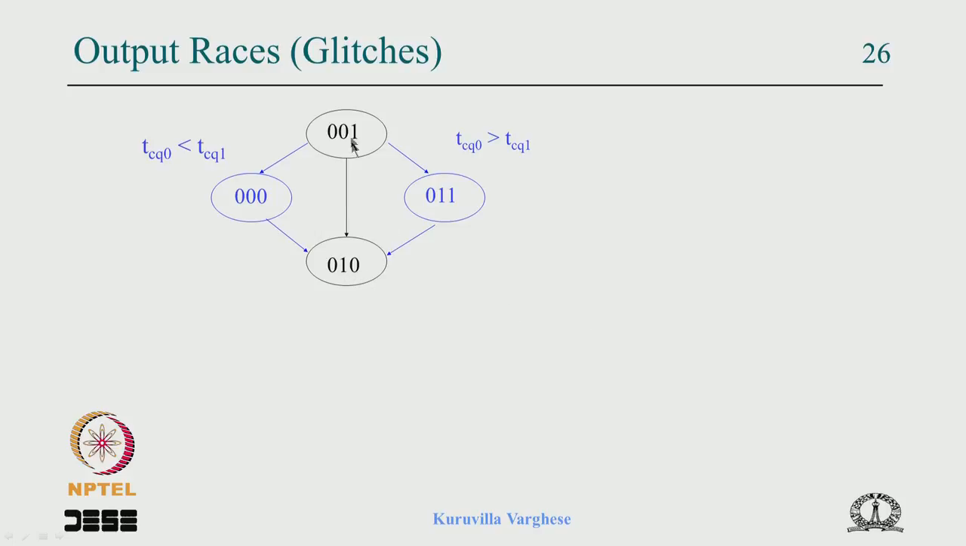Either of these conditions, if the delay does not match exactly and one is greater than the other, there are two possibilities: there could be a transitory state 000 or 011, and we do not know whether these are valid states. Maybe this is part of the state diagram, some other state. So the question to ask is, is there any concern to worry about?